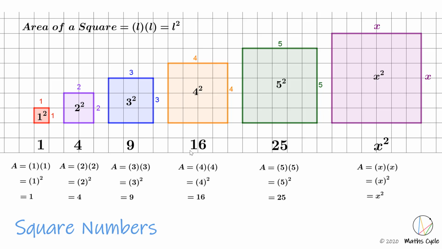If we look at 16, we have a square with side lengths 4. 4 times 4 is 4 squared, which is 16. And if we look at 25, we have a square with side lengths 5. So 5 times 5 is 5 squared, which is 25. So they're the square numbers.